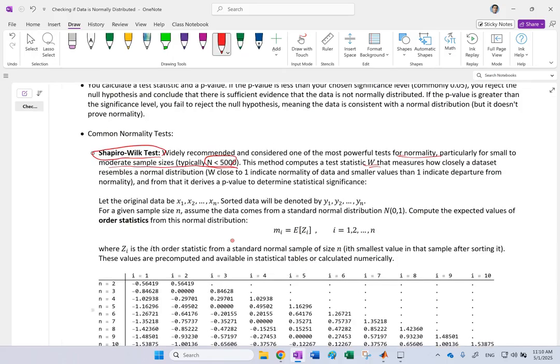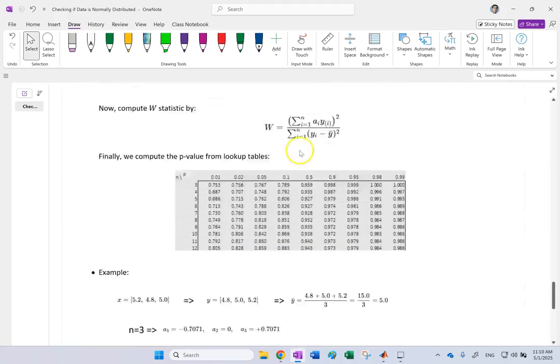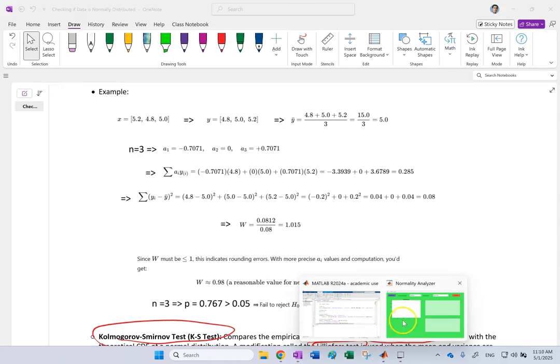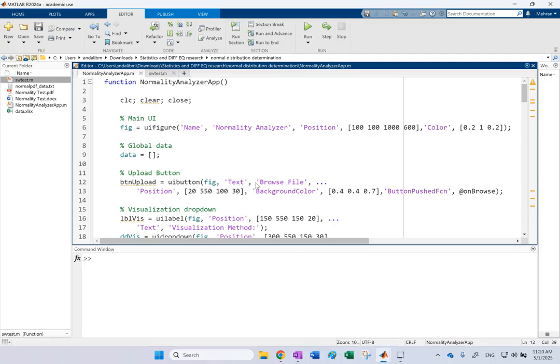And just to give you an idea of how these tests are done, I'm going to go into details of how to do a Shapiro-Wilk test. I tell you the theory of it, and then I show you a numerical example of how it is done. And then we are going to actually use the application here.